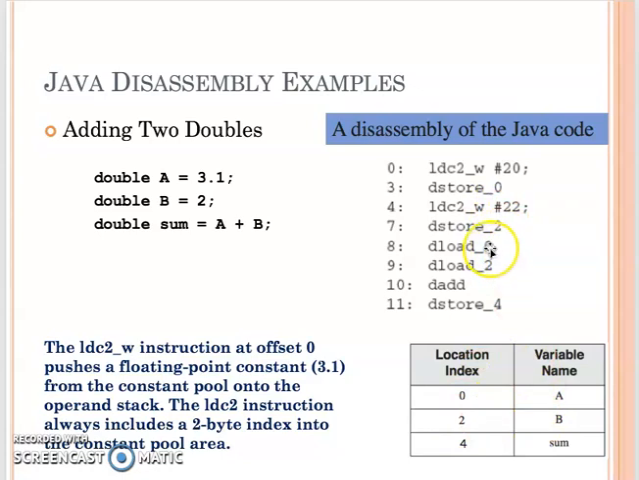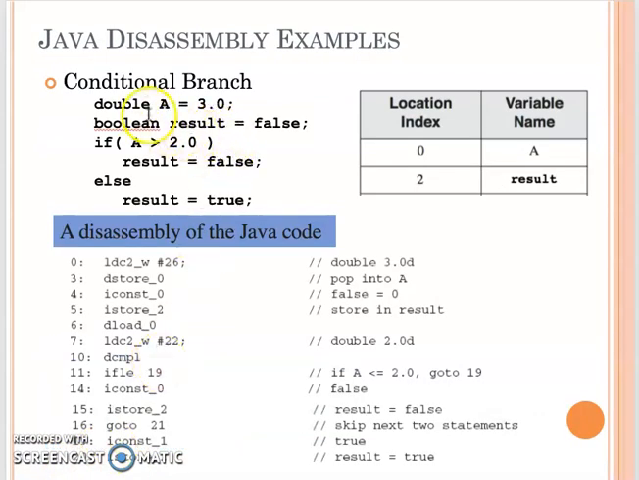After you load 0 and 2, then you add together. Because you see they are all D, decimal, they are double values. So then they add together.